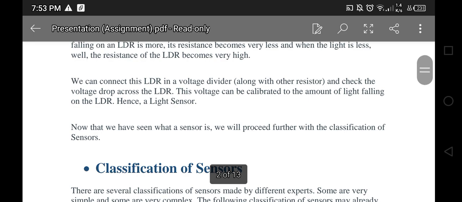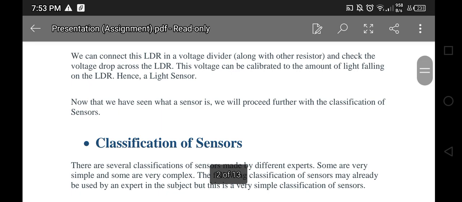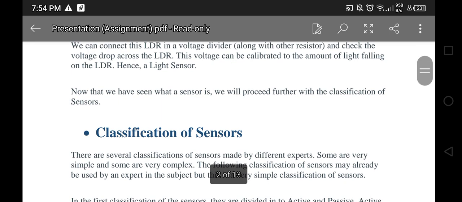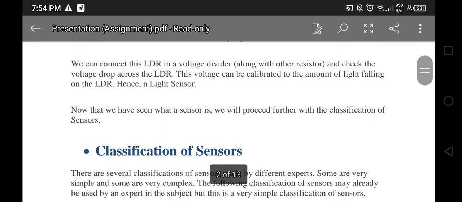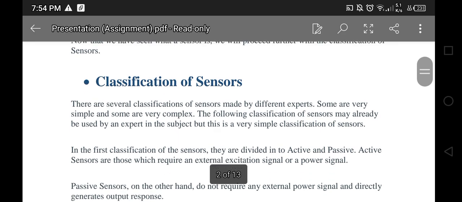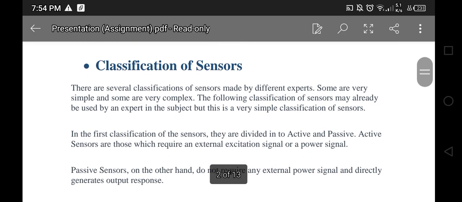We can connect this LDR in a voltage divider along with another resistor and check the voltage drop across the LDR. This voltage can be calibrated to the amount of light falling on the LDR, hence a light sensor. The sensors can be classified into different types.